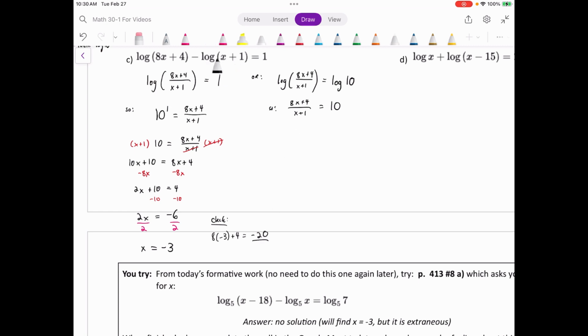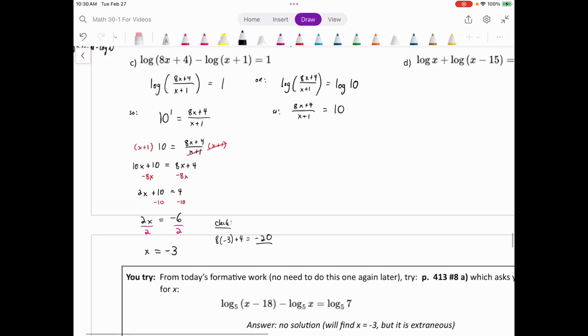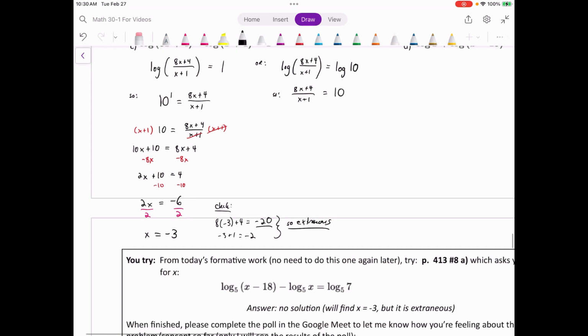Now, all it takes is for it to make one of them negative, right? In this case, it does make both arguments negative, but if it made one of them positive, it would not be fine, okay? So this is definitely an extraneous solution, right? Negative 3 plus 1 is also negative 2. So this is extraneous. Well, that's the only solution we found, and it's an extraneous solution.